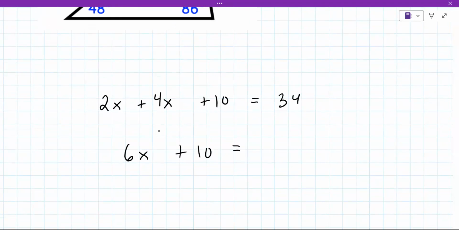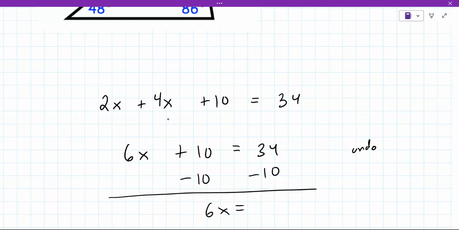You have to be able to solve what's called a two-step equation like this. What's the second part? Well, after you combine like terms, you have to undo the addition of 10 and then the multiplication by 6.